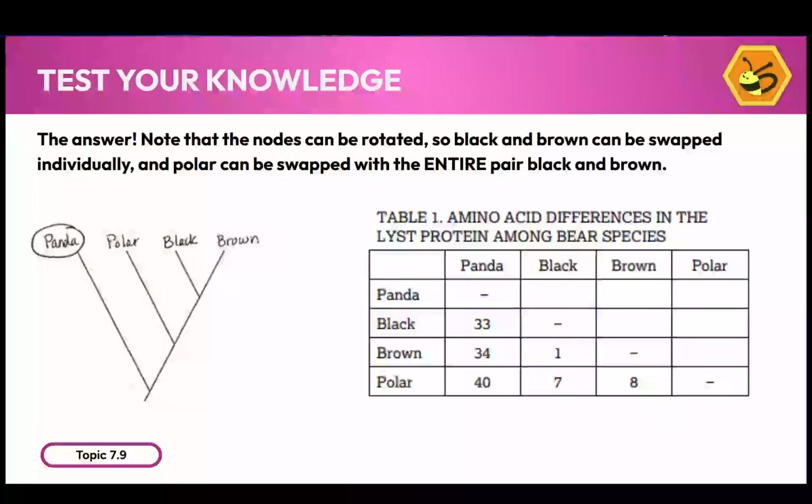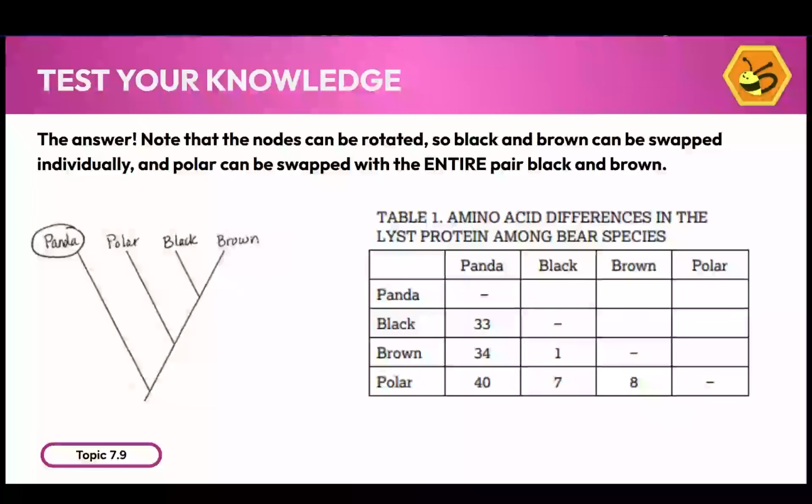So basically, I'll use the example of the black and panda bear. It's saying that there's a 33 amino acid sequence difference between the black and panda bear. And the same thing could be said for the brown and black bear. There's 1 amino acid difference between the black bear's protein and the brown bear's protein. And we can also use the example of the polar bear and the brown bear. There's an 8 amino acid difference between the brown bear's protein and the polar bear's protein.